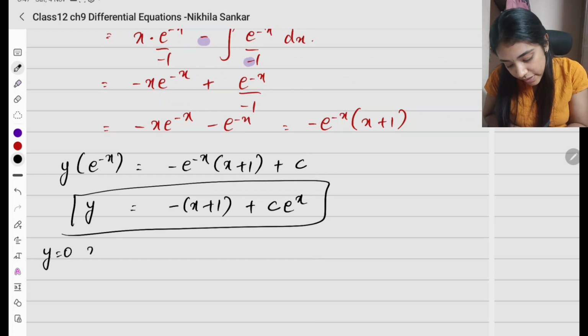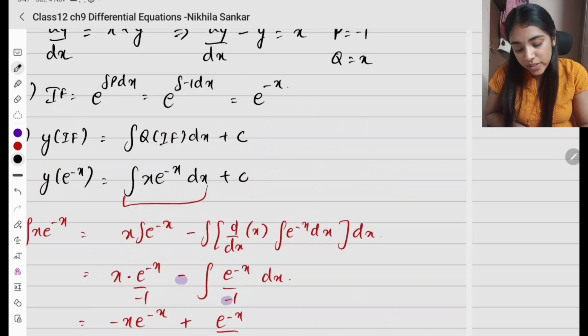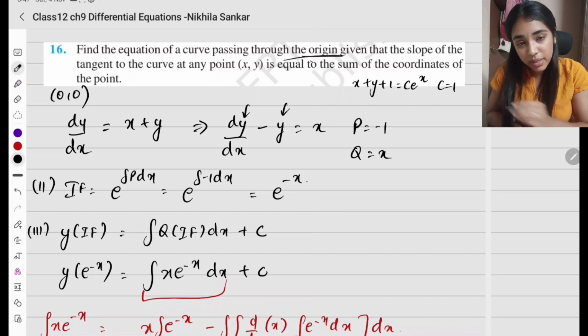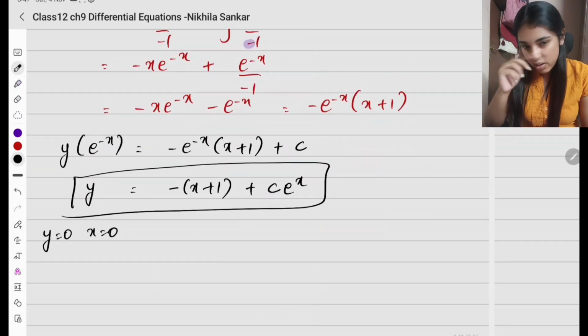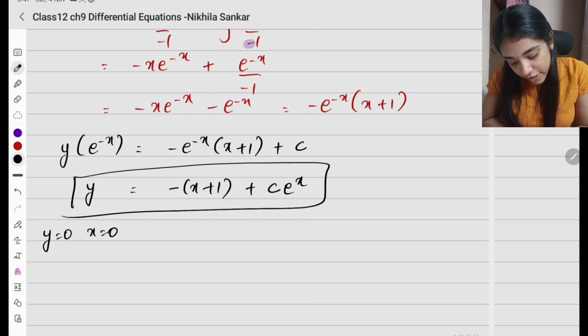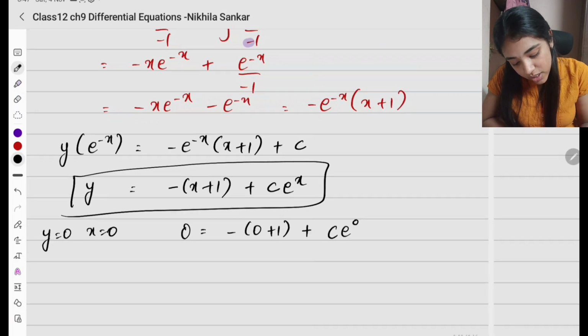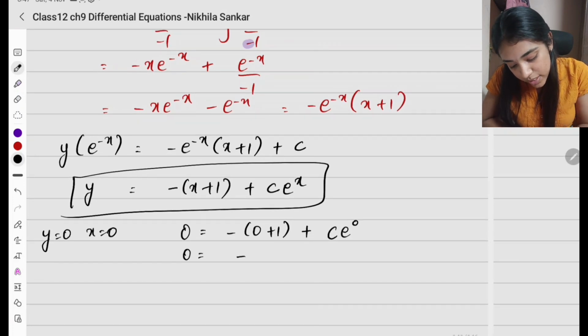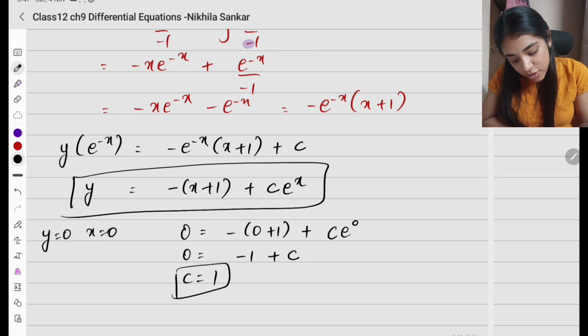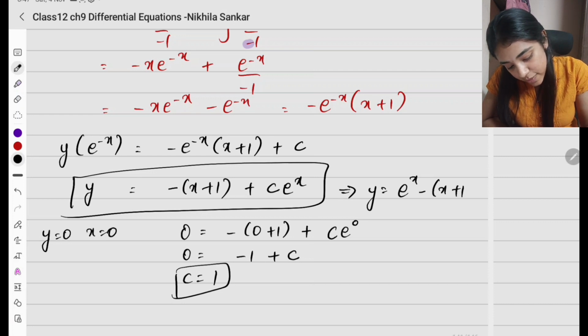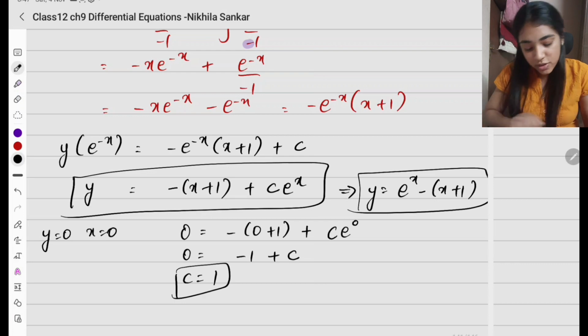If it says origin, then I have x equals 0 and y equals 0. In this question they have given origin, that means 0, 0. They have given the value for y and x. So substitute and find the value of c. So 0 equals minus of 0 plus 1 plus c e to the 0. So 0 equals minus 1 plus c, c equals 1. So what is my final solution? This is going to be y equals e to the x minus of x plus 1. This is my final solution.